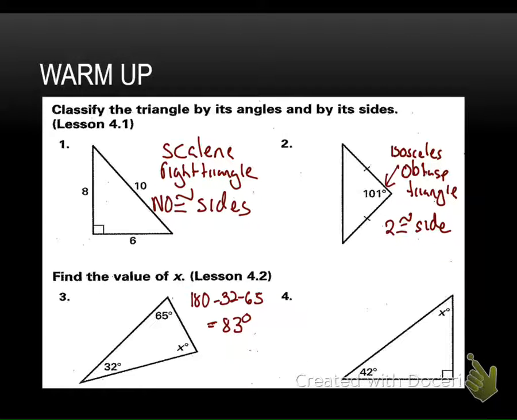And then on our next one, we have 180 minus, what are we subtracting here? 90 minus 42. We see that this is a right triangle. You could have used that theorem from yesterday, which just shows that you know it's going to be 90 minus 42. Either way, you're going to get the same answer. 48 degrees. Yep, nice job.